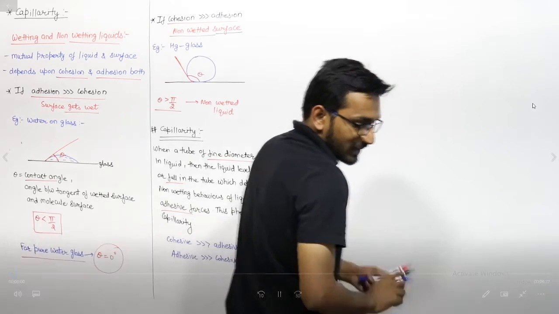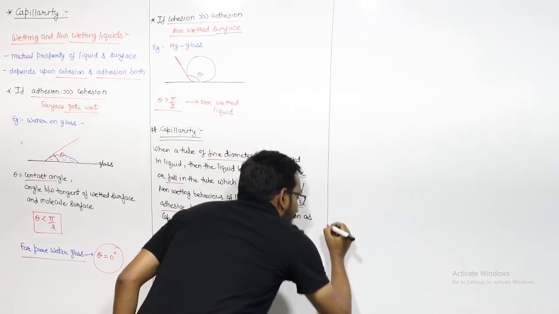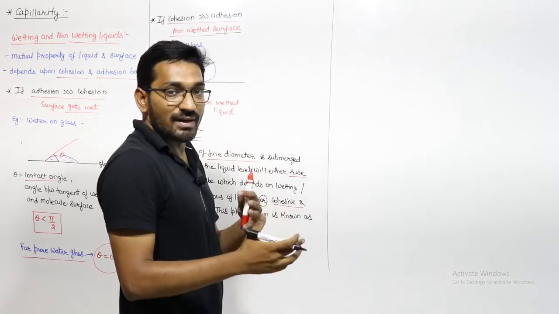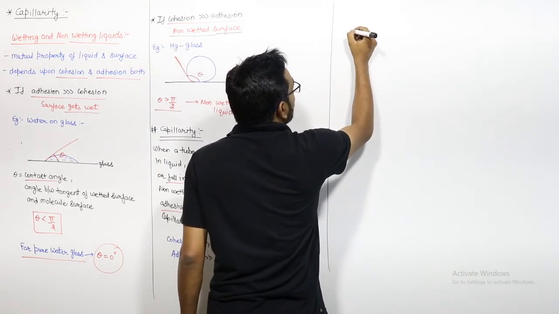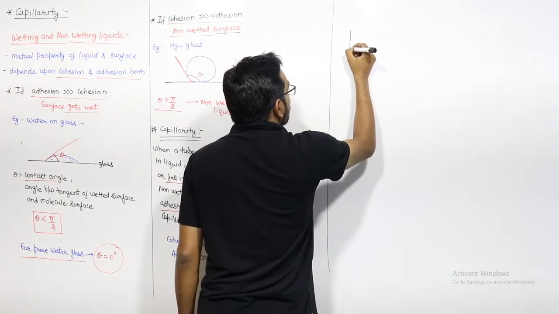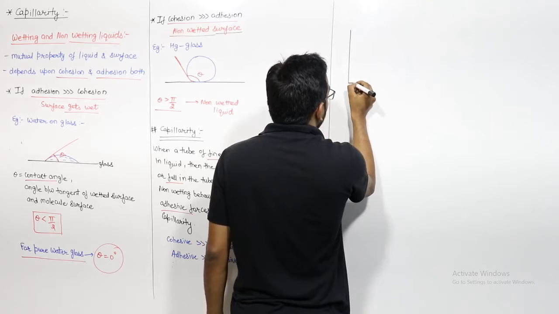So I can show it with the help of a diagram here, what we mean by cohesive and adhesive forces and the liquid level rising or falling. Suppose you have this beaker, right? Suppose we have this beaker in which we have some liquid.